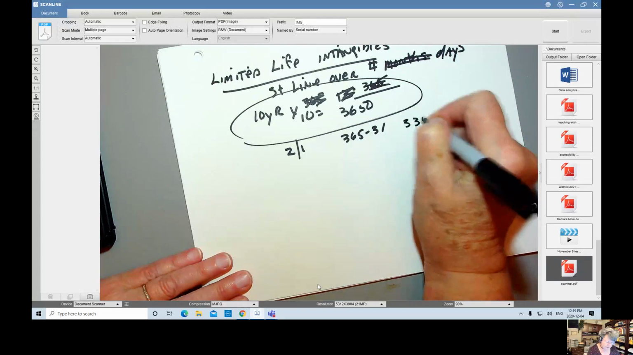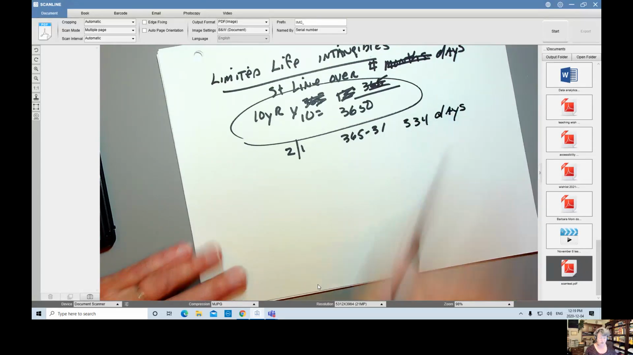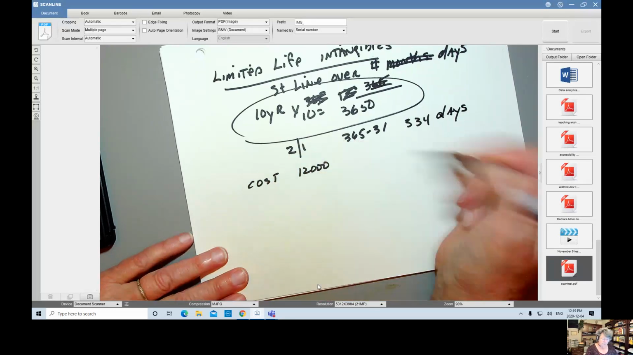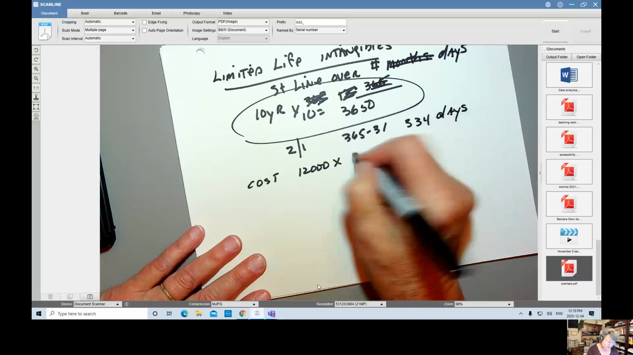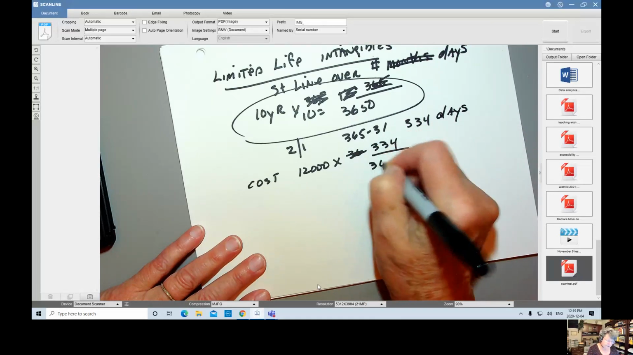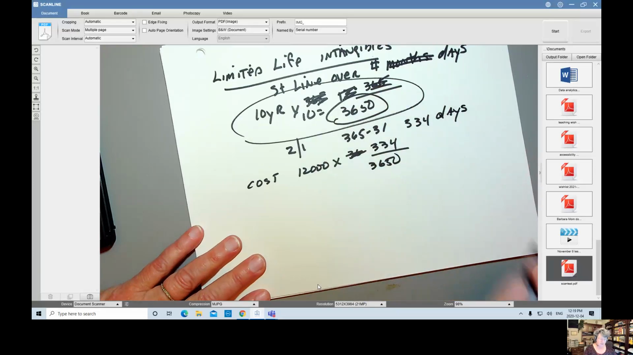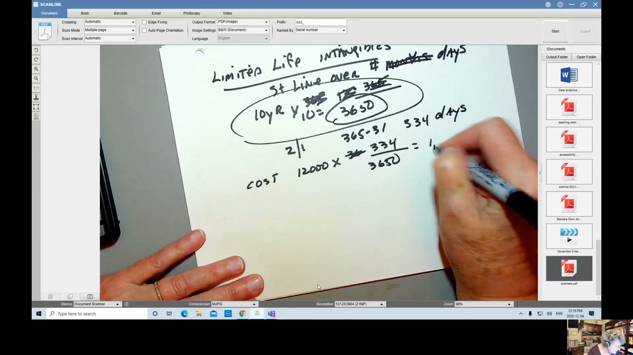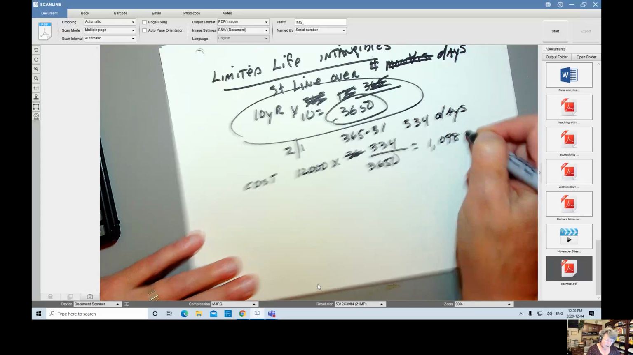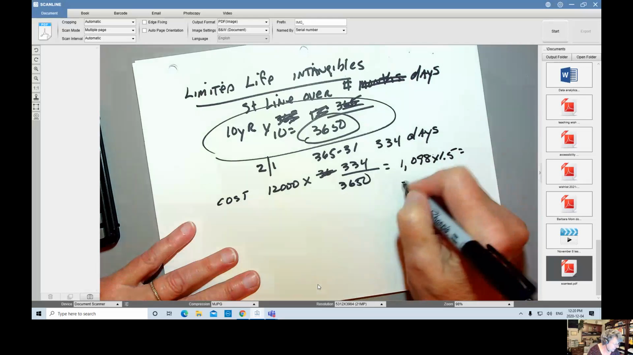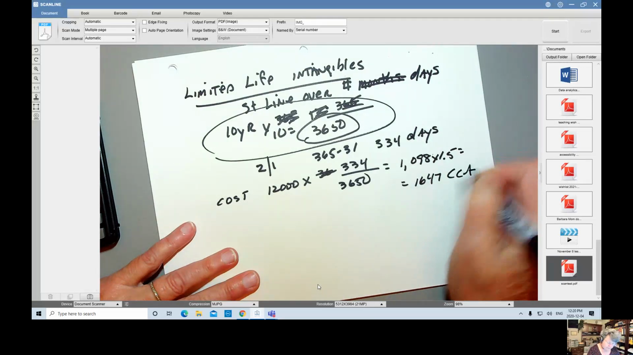That's 334 days that I've used it if I have a calendar year company. So let's say the cost was 12,000. I multiply that times 334 divided by 365, the total number of days, and that is 1,098. Now I multiply that by 1.5, which is 1,647 CCA for the first year.